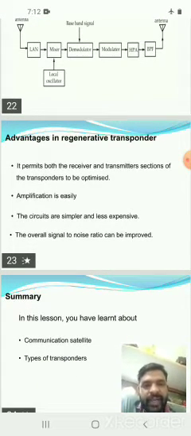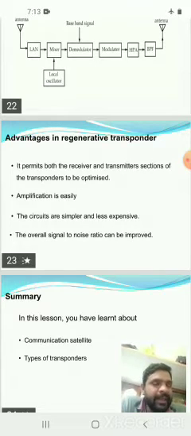Advantages of the regenerative transponder: it permits both the receiver and transmitter sections of the transponder to be optimized. Amplification is easy, and the circuits are simpler and less expensive. Here the demodulator and modulator are there, so the circuit is simpler in construction, simpler to design, and less expensive.